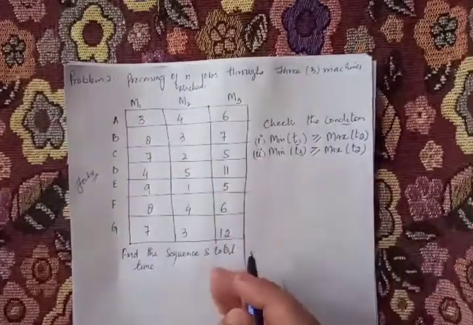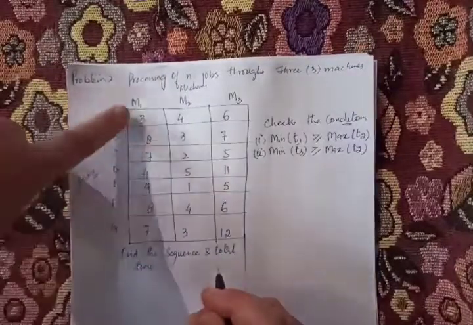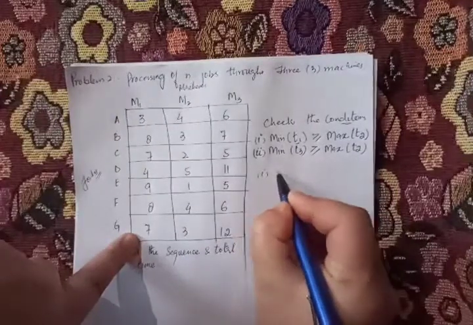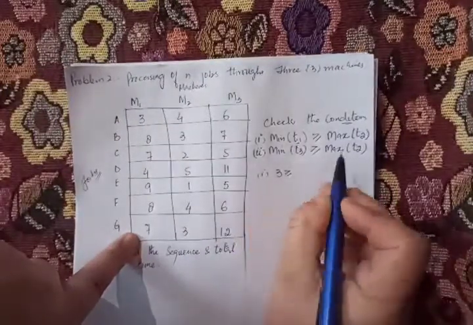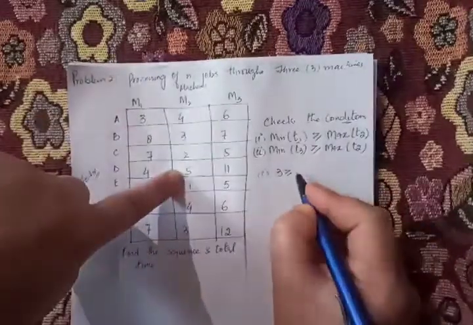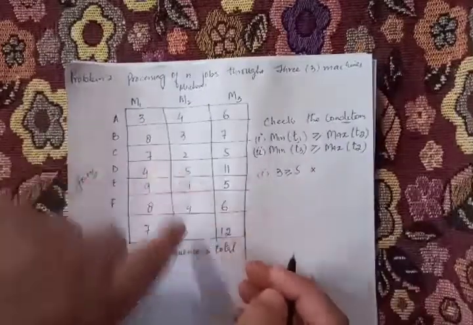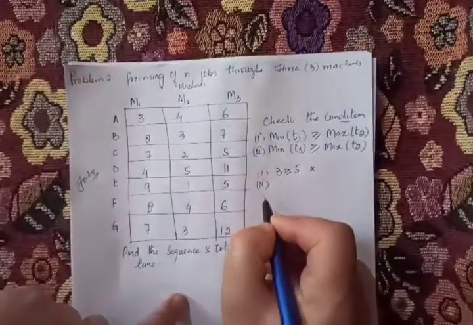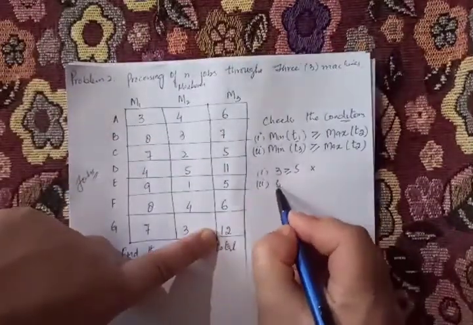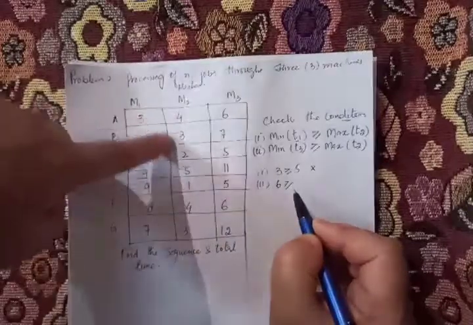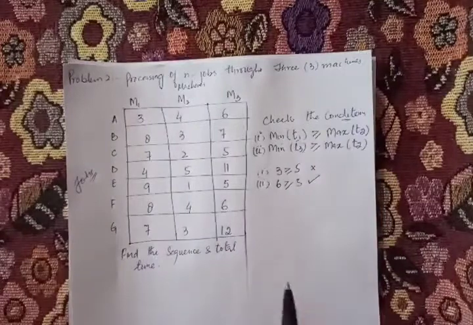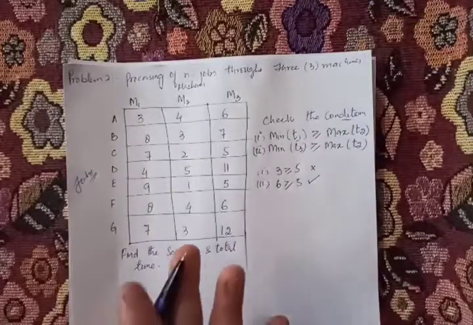The first condition is the minimum processing time of the first column, which we can clearly see is 3. Is 3 greater than or equal to the maximum processing time of the second column, which clearly we can see is 5? So the condition is false. Now let us check the second condition. The minimum processing time of the third column is 6, is it greater than or equal to the maximum value of the second column, which is 5? Yes, that means one of the conditions is true. We can solve this question on 3 machines.